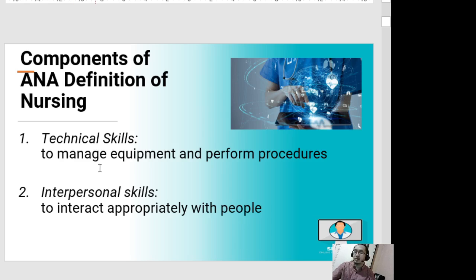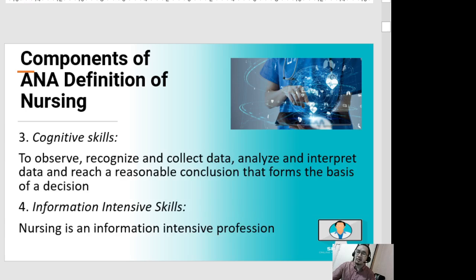Interpersonal skills are your interaction with the different people in your career, whether it's colleagues, administration, supervisors, especially the patients and their families. We maintain that the focus of nursing is on human responses to health problems, and also, as always, to be an advocate to our clients. Aside from these two, a nurse must also possess cognitive skills and information intensive skills.